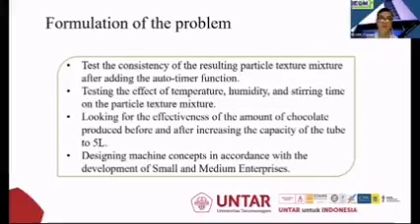Formulation of the problems. First is to test the consistency of the resulting particle texture mixture after adding the auto timer function. Second is testing the effect of temperature, humidity, and steering time on the particle texture mixture. Third is looking for the effectiveness of the amount of chocolate produced before and after increasing the capacity of the tube to 5 liter. And last is designing a machine concept in accordance with the development of small and medium enterprise.